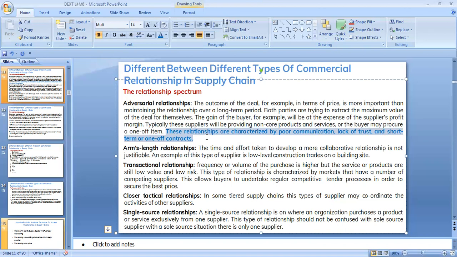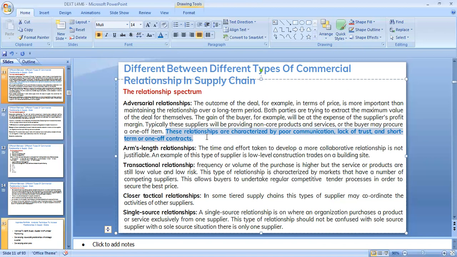So the next one is the transactional relationship, just like the name implies, transactional. But it's a little bit different from the adversarial relationship and the arm's length relationship. When we say transactional, you have an increased frequency. Maybe you may likely come again to buy the nail from that shop, to acquire the salt from the shop. The time and the effort taken is becoming a little bit justifiable because you can now keep coming. But yet the services may still be low, the value may still be low, the risk may still be low.